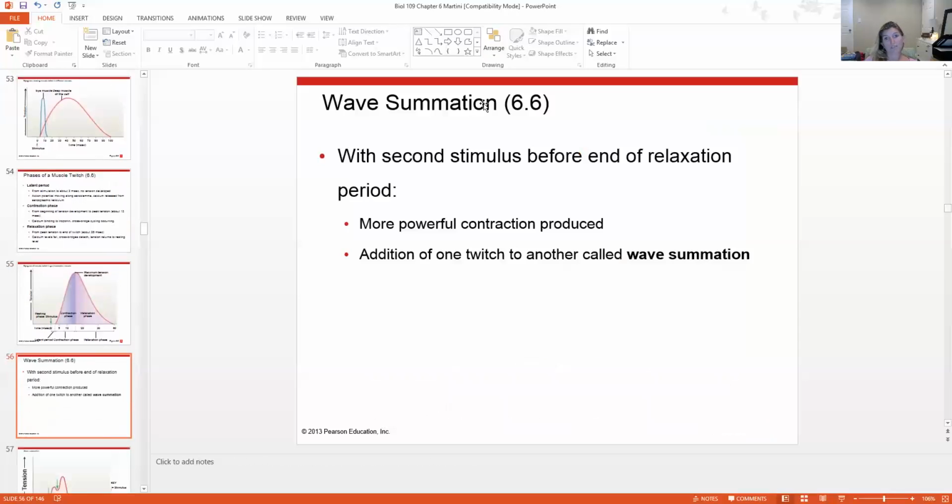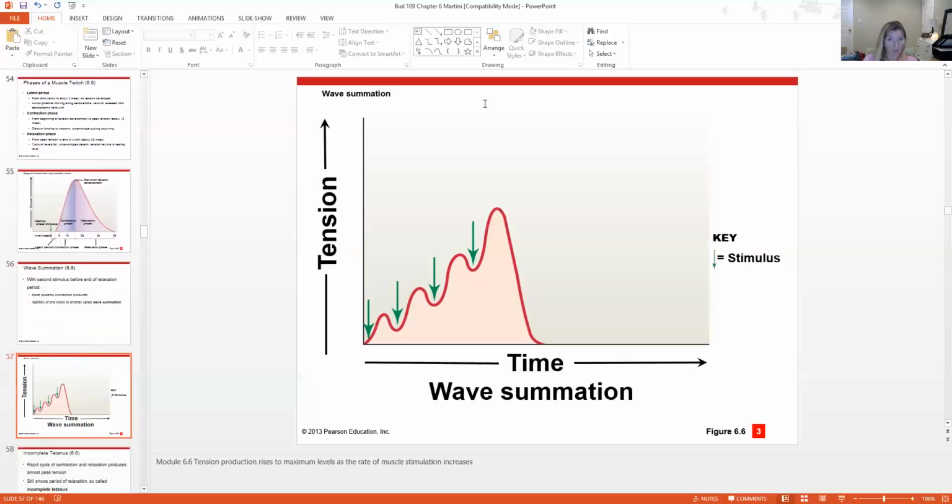There's also something called wave summation. Wave summation is going to occur with a second stimulus before the end of the relaxation period. So in other words, it's going to increase tension. So it contracts and boom, you're hit with another excitation, and boom, another one and another one. And so it's this buildup of tension over time because the muscle just keeps being bombarded with action potentials. And one very, very powerful contraction can be produced. It's called wave summation. So twitch after twitch, it's going to build the tension.